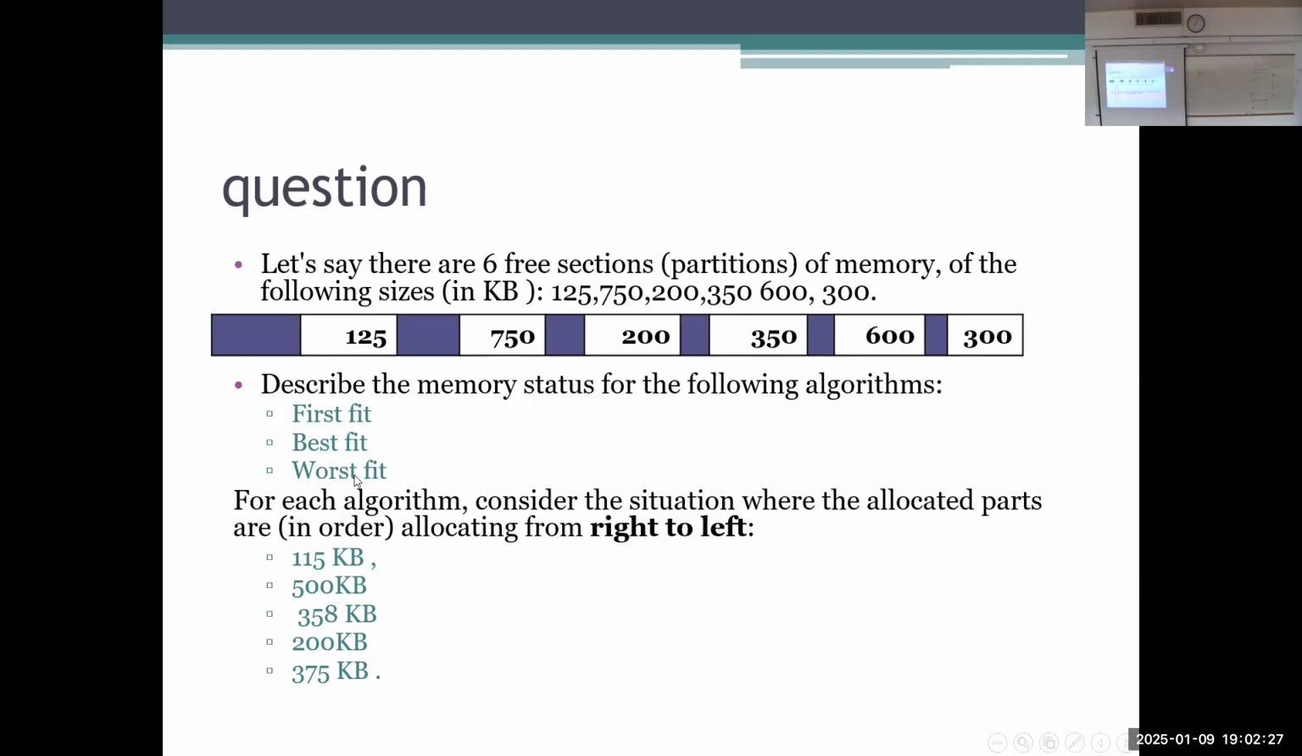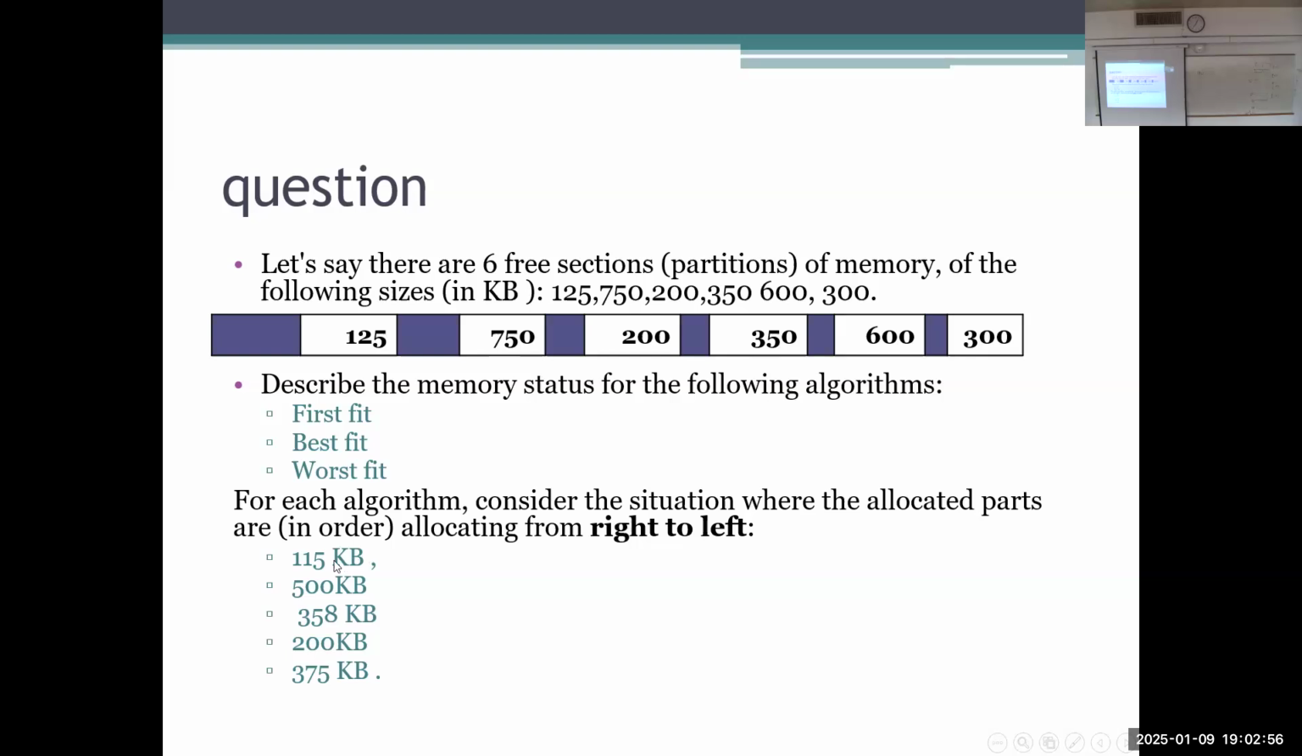First, best, and worst. For each algorithm, consider the situation where the allocated parts are, in order, allocating from right to left. So from right to left, 300, in other words, we're actually starting over on the right and not on the left. It's a little bit confusing that way. And our first free space is 300, and our second free space is 600.